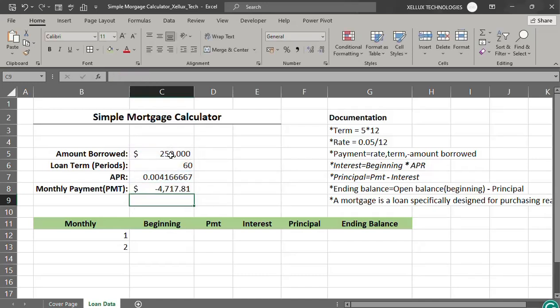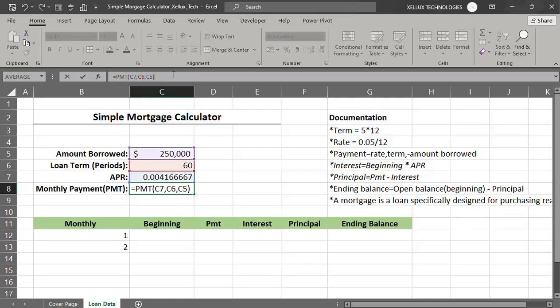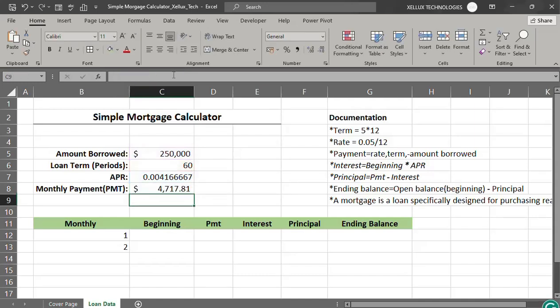I'll press enter. But you can see that you have a minus here. Just go up to your formula bar, and at the back of C5, put a minus there to cancel the minus that is there. So you have a positive number. Let me convert it to a whole number by clicking this. Now we are paying 4,000 plus every month.